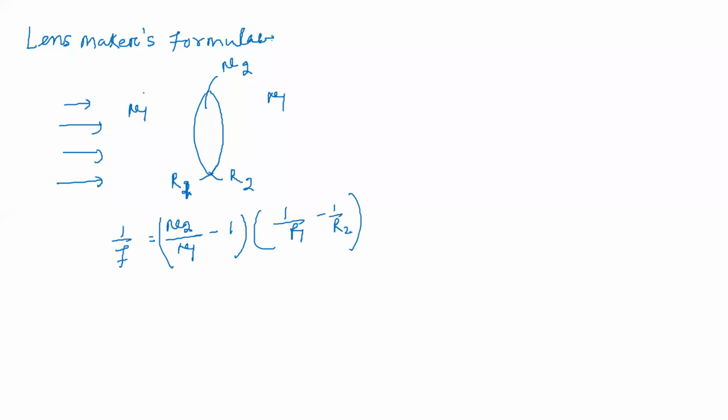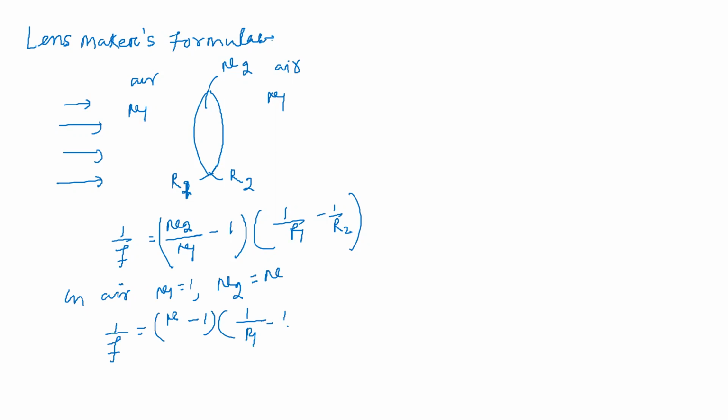Students, let this be air. AR means the refractive index is 1. So in air, refractive index mu1 is equal to 1, and let mu2, that is the refractive index of the lens, be equal to mu. So we can rewrite the formula as 1 by f is equal to, in place of mu2 I'll write mu, by mu1 which is 1, (mu minus 1) whole into (1 by r1 minus 1 by r2).